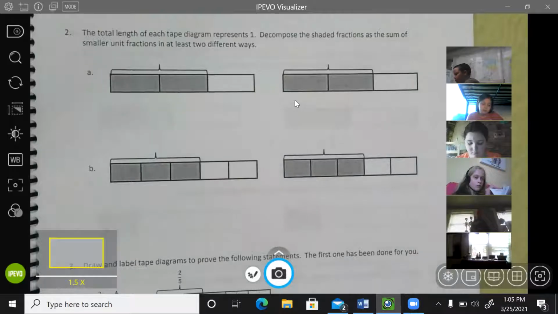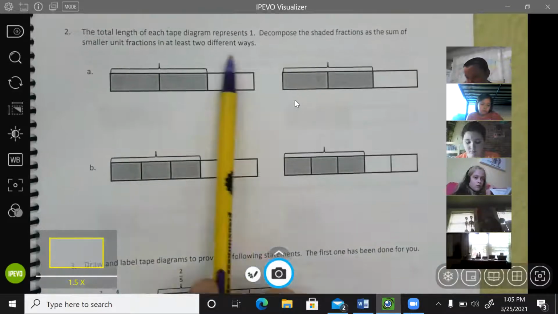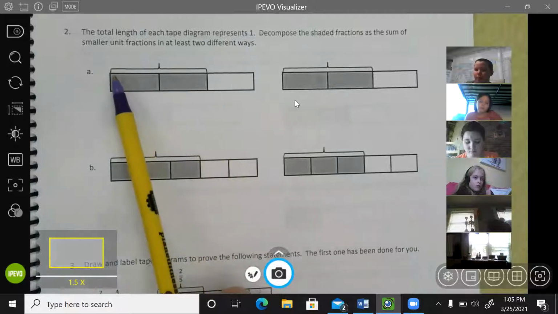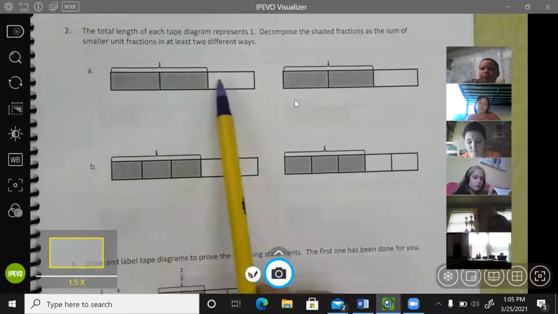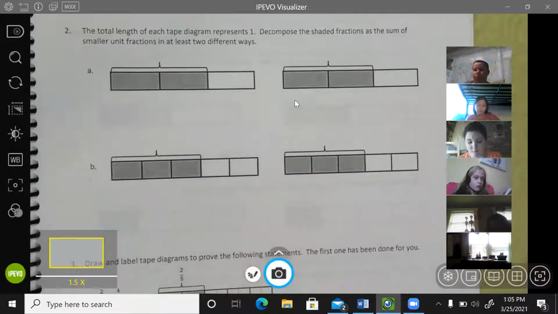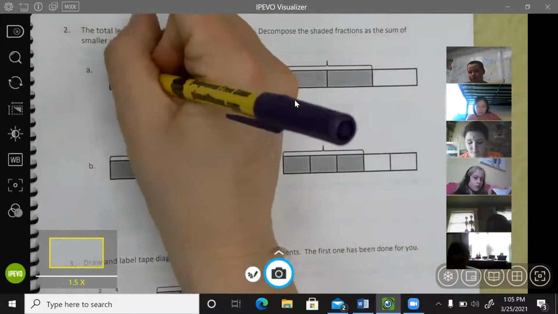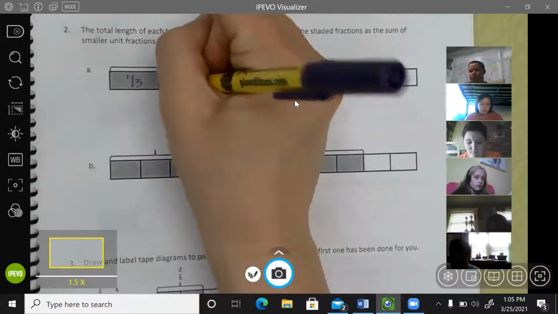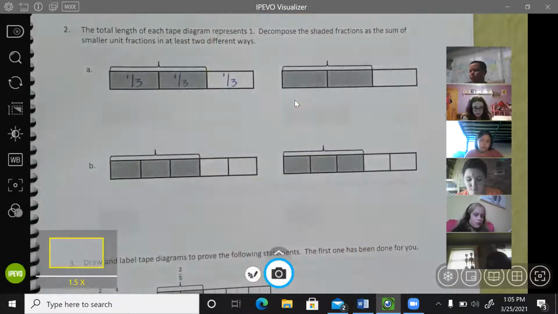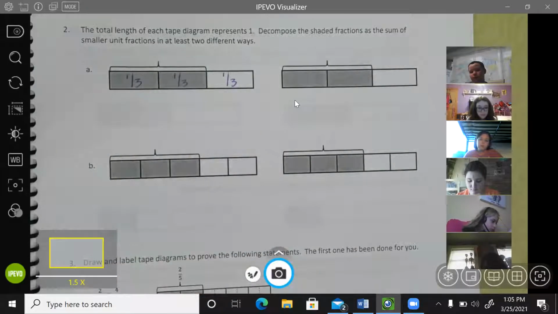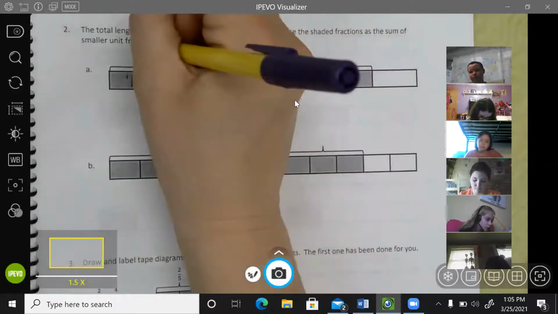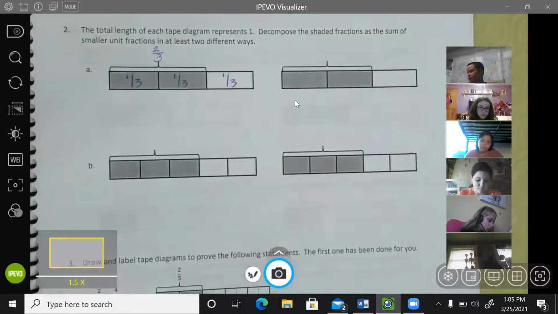Okay, so the first thing that we're going to do is look at this fraction. Soren, this whole thing is my whole. It's split up into 3 pieces. So what should I label each piece? 1/3. So this is a third, this is a third, and this is a third. So can you tell me what fraction these 2 shaded pieces represent? 2/3. So I'm going to write 2/3 on top here.